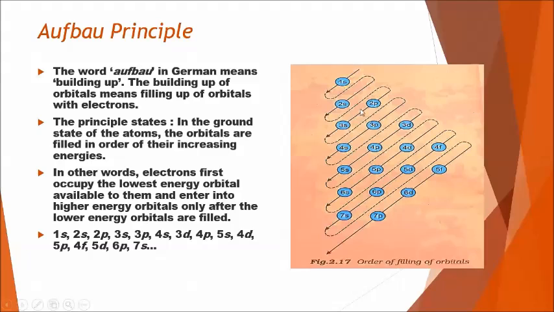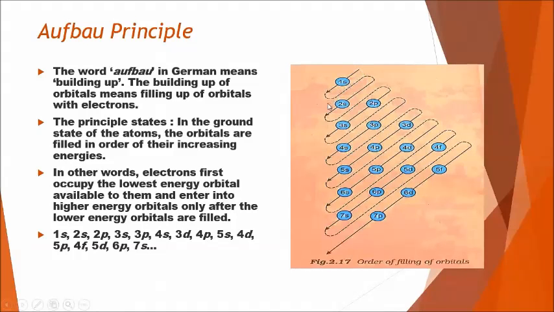Then the second column is 2p, 3p, 4p, 5p, 6p, 7p. D starts with 3d, 4d, 5d, 6d, 7d. 7d is there, but we are not taking it. Now 4f, 5f, 6f is there. So now how can we remember the order?